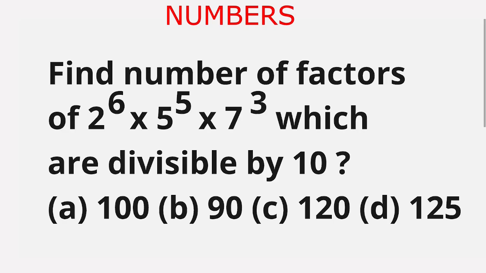In this video, we are solving questions on number of factors. Our question is, find the number of factors of 2^6 × 5^5 × 7^3 which are divisible by 10. The given options are option A 100, option B 90, option C 120, option D 125.